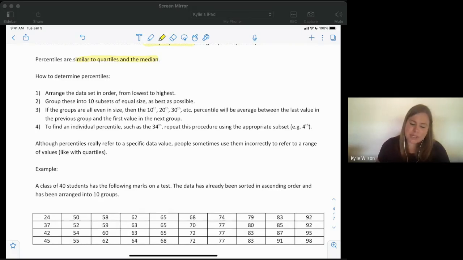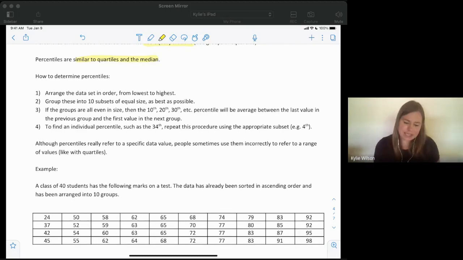Then we're going to group these into 10 subsets of equal size as best as we can, right? Because we're grouping them into such small categories to have 100 equal groups. Sometimes they're not all equal, and then we'll account for that below. If the groups are of all even size, then the 10th, 20th, and 30th percentile will be an average between the last value and the previous group. So if we have even numbers, just like we were doing before, we have to make sure that we're averaging out the data value we get and the one above it. I'll show you what I mean in a second.